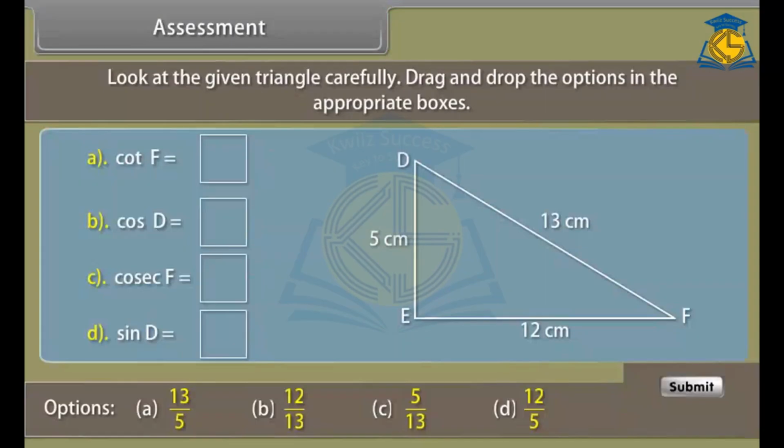Assessment. Look at the given triangle carefully. Drag and drop the options in the appropriate boxes.